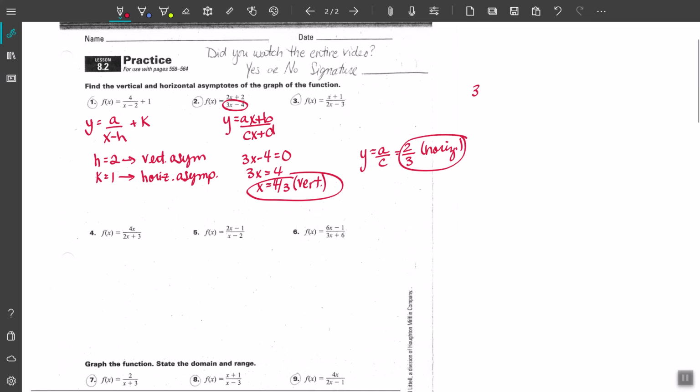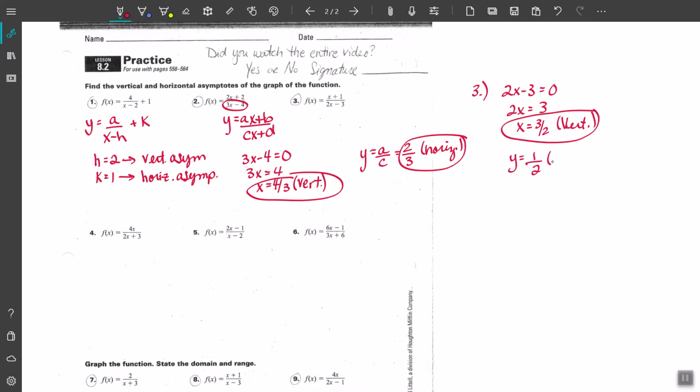All right, and I'll come out here to do number 3. We've got form 3. We have a binomial on the top and the bottom. So I'm going to set the denominator equal to 0 in order to calculate my vertical asymptote. All right, so vertical asymptote at 3/2. And then to find my horizontal, I'm going to come over here. I can see my coefficient in the numerator on the x is 1, and the coefficient in the denominator is 2. So here I have my horizontal asymptote at y equals 1/2.